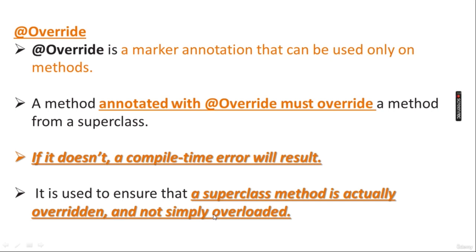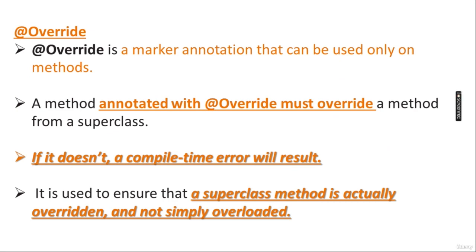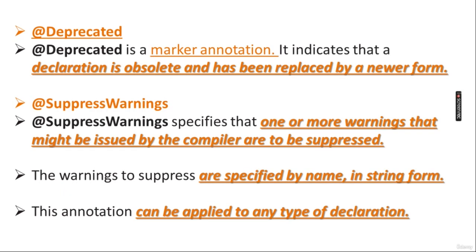Overridden means your method name should be the same, parameters should be the same, parameter data type should be the same, parameter sequence should be the same, as well as the number of parameters, the length of parameters should be the same. And if it is overloaded, that means the method name is the same but the number of parameters is different or the type of parameter is different, like that. But the Override annotation will not take this. That method must be overridden in this case.